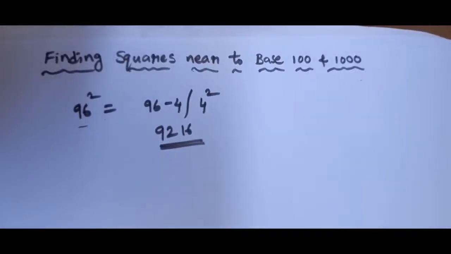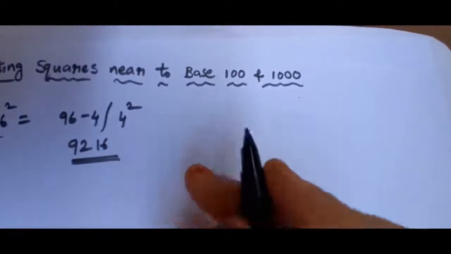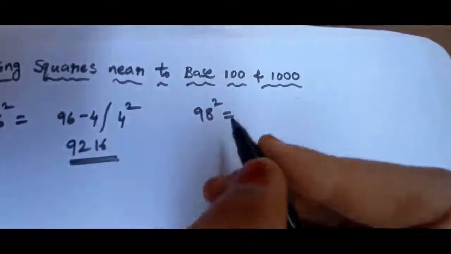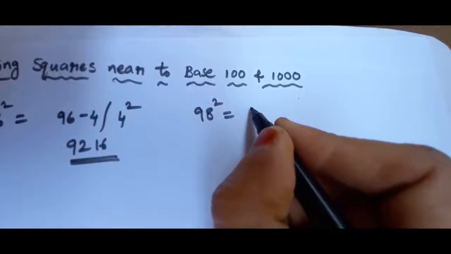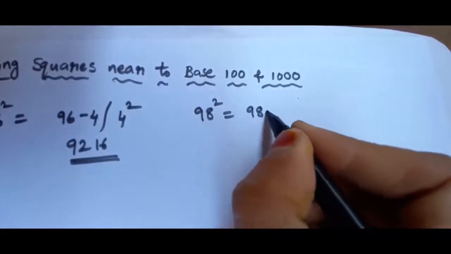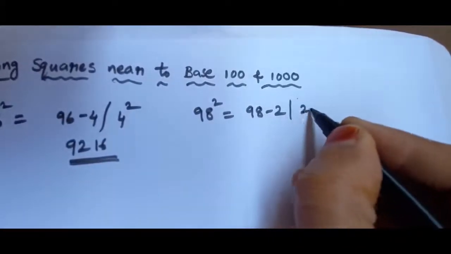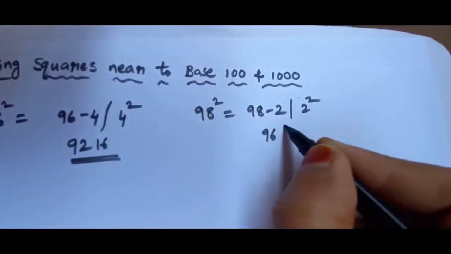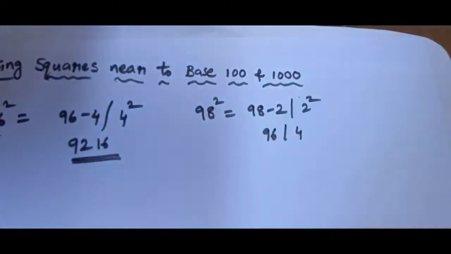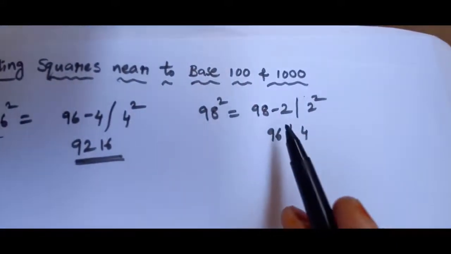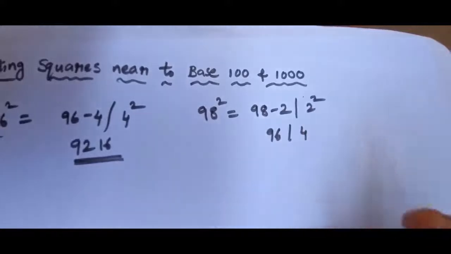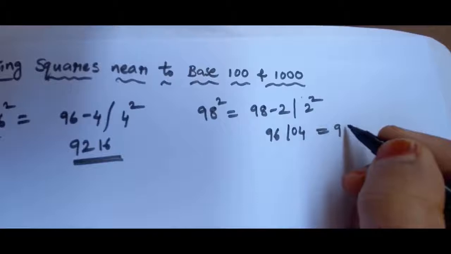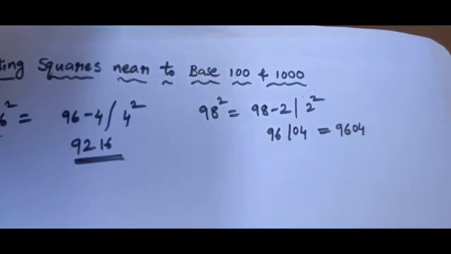Next, let's take 98 square. 98 is 2 less than 100. So first step, 98 minus 2, and next, 2 square. 98 minus 2 is equal to 96, no? 2 square is 4. But I already told you, this is base 100, so we need to take the answer in 2 digits. For that we need to add 0 here. So what is the answer? 9604 is the answer. Is it clear?